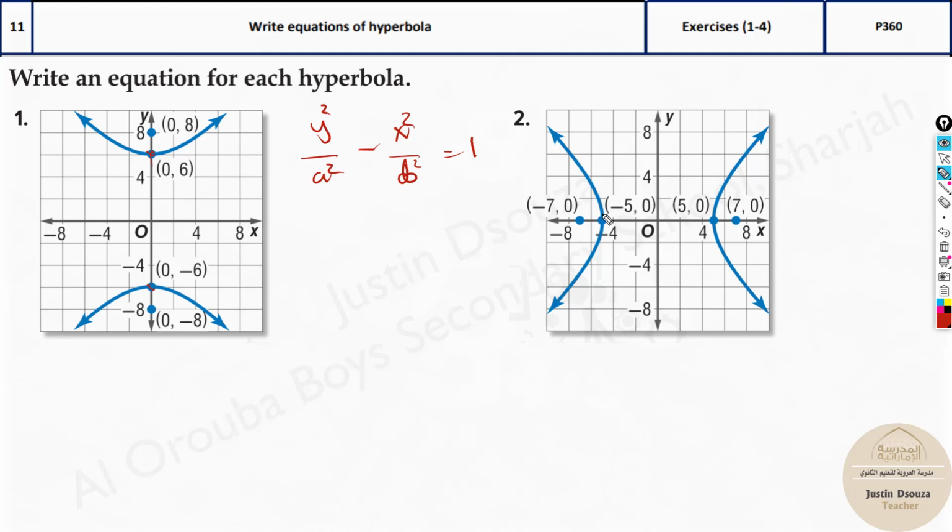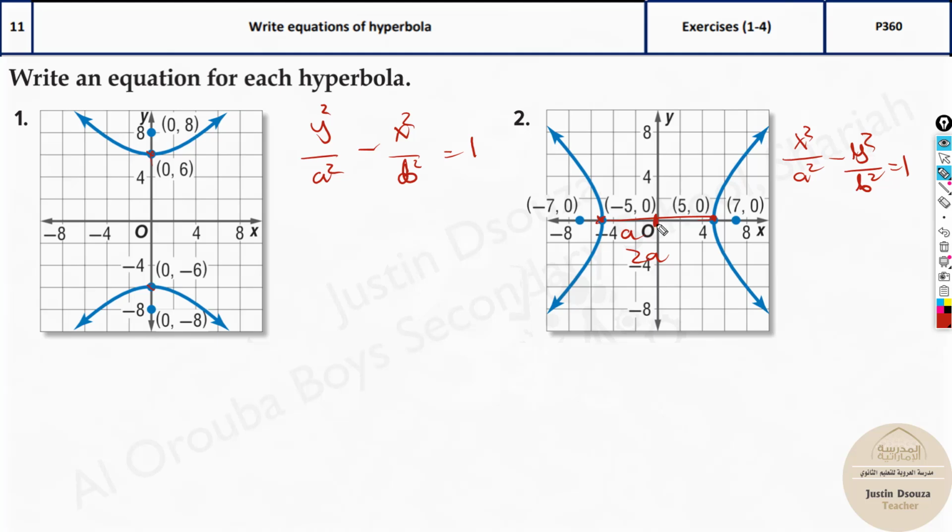Whereas on the right side, it's along the horizontal axis. It will be x squared by a square minus y squared by b square equals 1. But knowing the formulas is not enough. How do we write the a square and b square values? Look over here, the vertex is very important. Whatever is the distance between the vertices is 2a. So half of that will give you the a value.